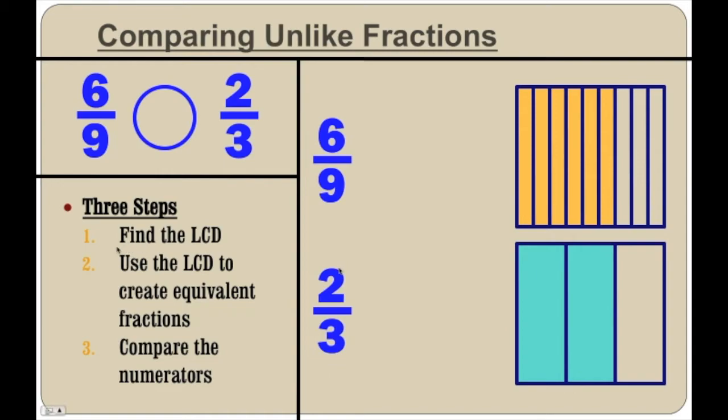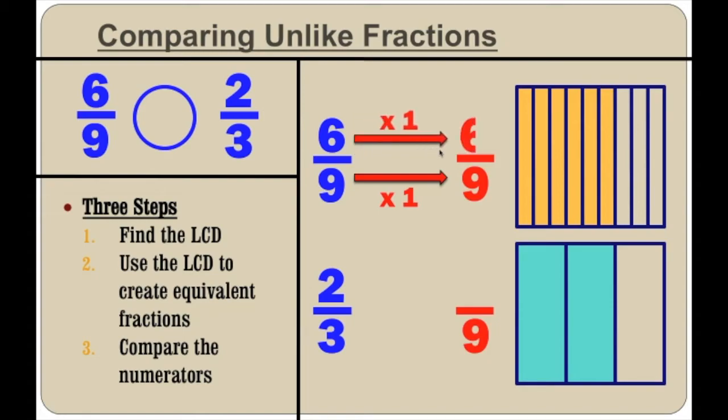And now we have to do step 1, which is to find the LCD. The LCD for these two fractions is 9. And now we're going to go to step 2. Now that we found the LCD, we can create equivalent fractions using that LCD. So how did we go from 9 to 9? Well, nothing changed. So it's really like we're just multiplying by 1. Then we'll do the same thing to the numerator, and that gives us 6. So this 6/9 stays the same.